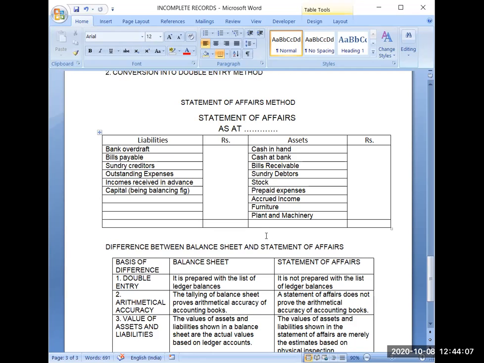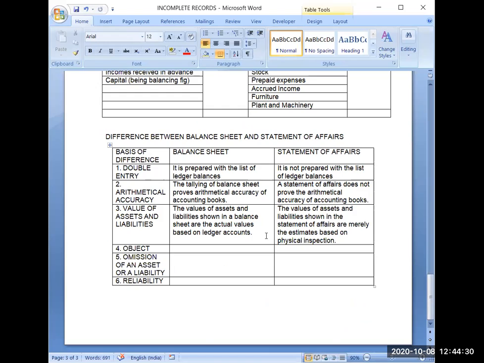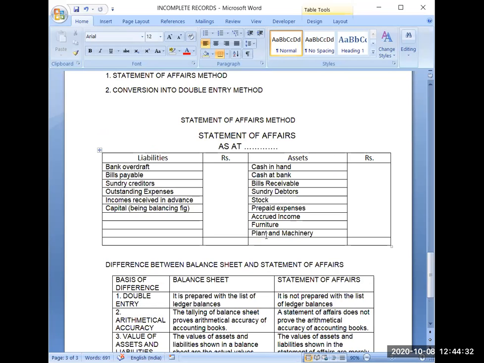It may not be complete also in some sense. Maybe we are forgetting some asset or we are forgetting some liability. So that's why it is not called balance sheet, it is called statement of affairs. How we will be using it, that we will discuss in numerical. Now coming to the difference between balance sheet and statement of affairs. So this topic we will complete also tomorrow only.